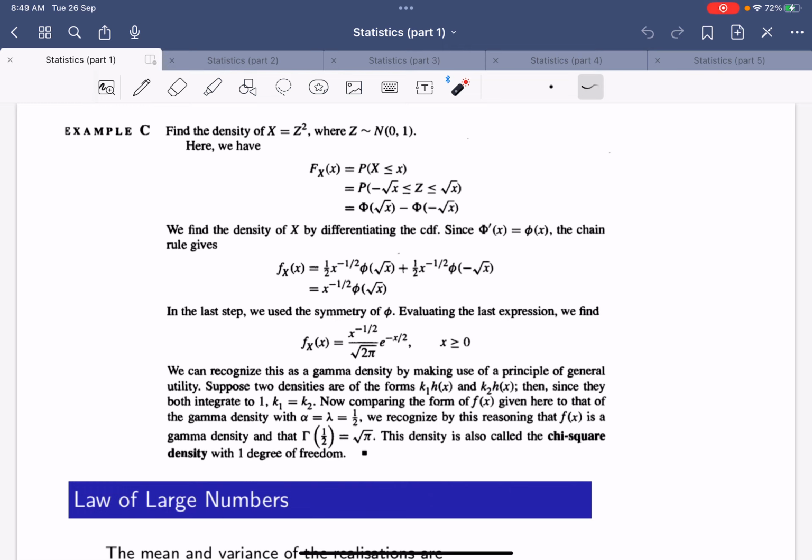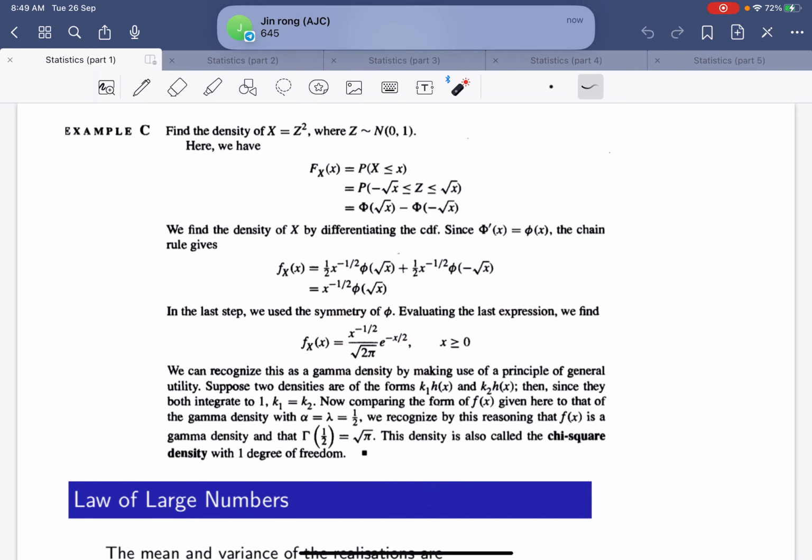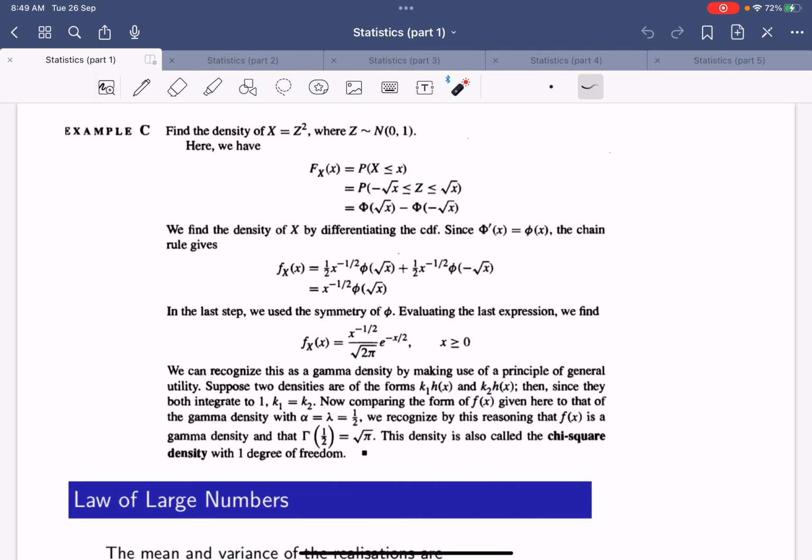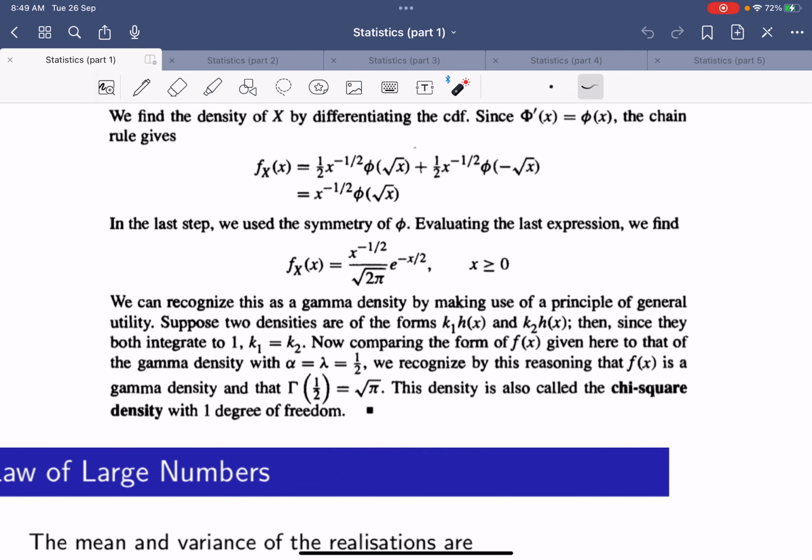And so we can differentiate this to get the density function from the CDF. Differentiating, we get x to the power minus half times phi of square root x. And evaluating the last expression, we obtain this. And we recognize this to be the gamma distribution by making use of the principle of general utility. Suppose that two densities are of this form, and since they integrate to 1, K1 and K2 must be the same.